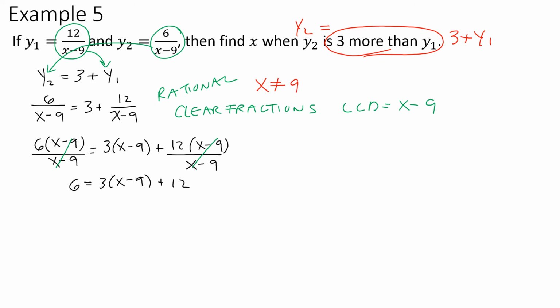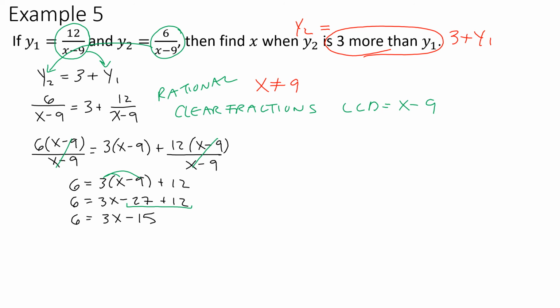We lost information, and the information that we lost along the way was that x should not equal 9. So we're going to solve this current equation, but we're going to keep in mind and remember that x should not equal 9. So solving this equation, I'm going to distribute the 3. That gives me 6 equals 3x minus 27 plus 12. Combining like terms on the right-hand side, I have negative 27 plus 12. So I now have 6 equals 3x minus 15.